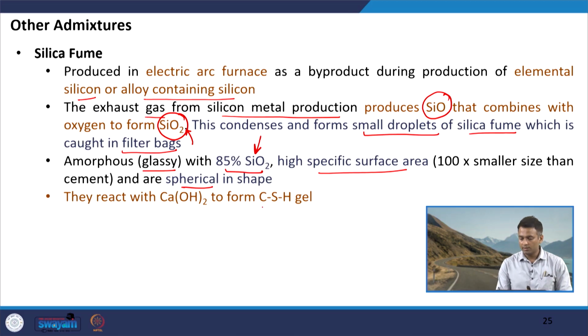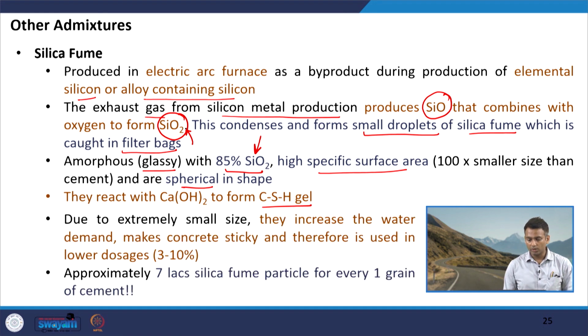And finally, they have to again react with calcium hydroxide to form CSH gel, which is very similar to what we have discussed in case of the other pozzolanic material. But here we have abundance of silica which will react with calcium hydroxide.